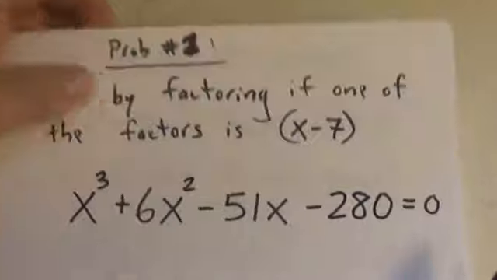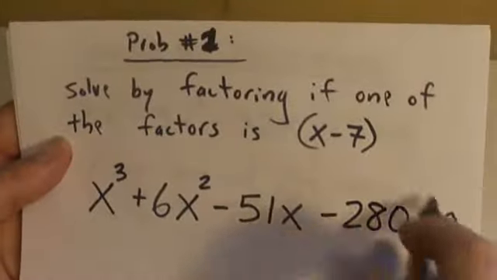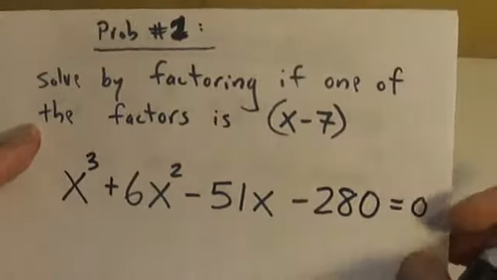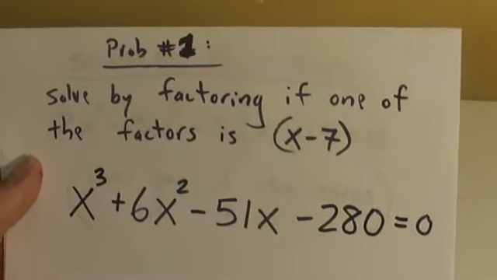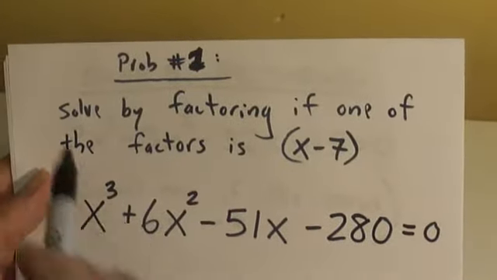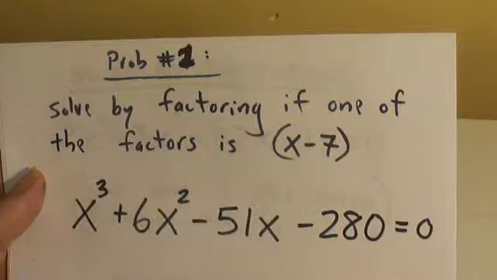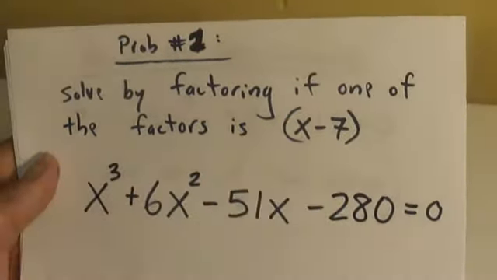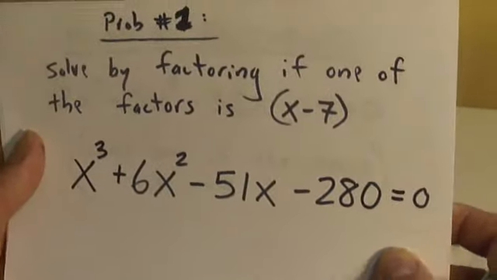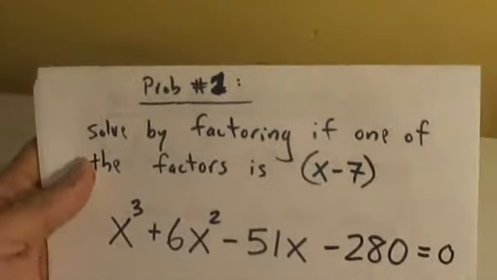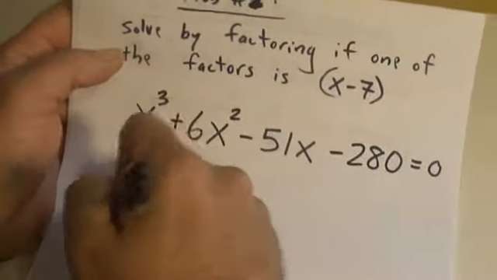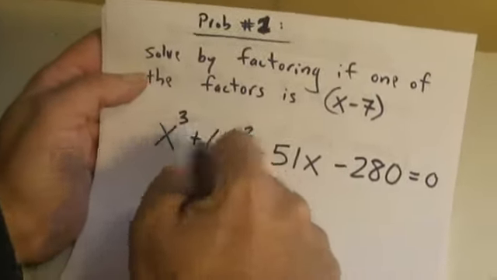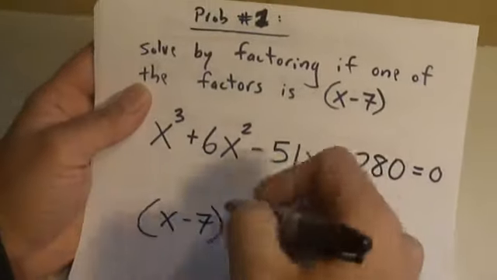Okay. Now, if we have to factor this crazy looking expression, which may look scary, but it's really not that scary because we've already been given a clue. We were told one of the factors is x minus 7. What does that mean if one of the factors is x minus 7? This is really important that you get this. If one of the factors is x minus 7, then we have a couple other factors.